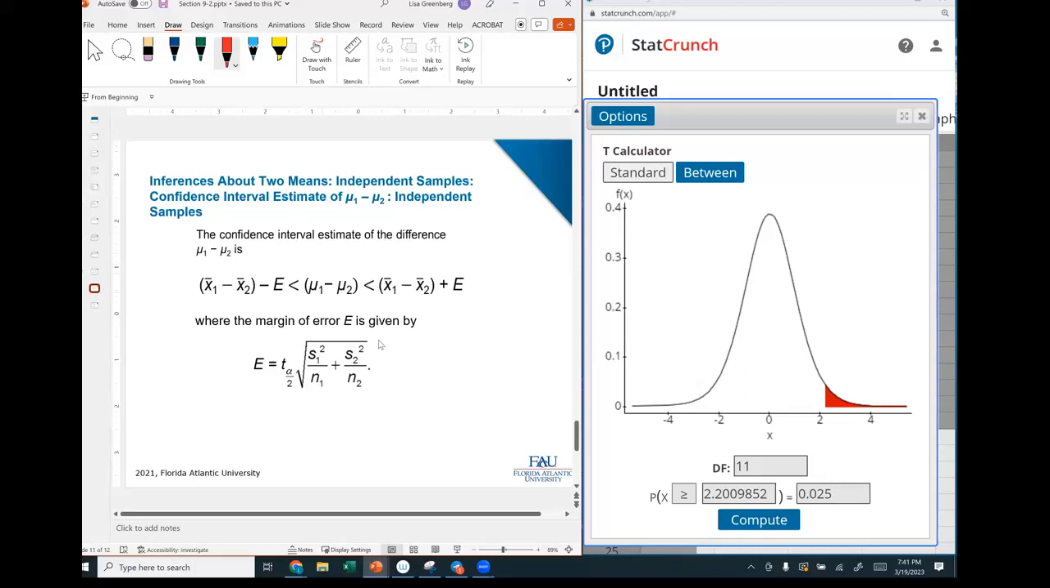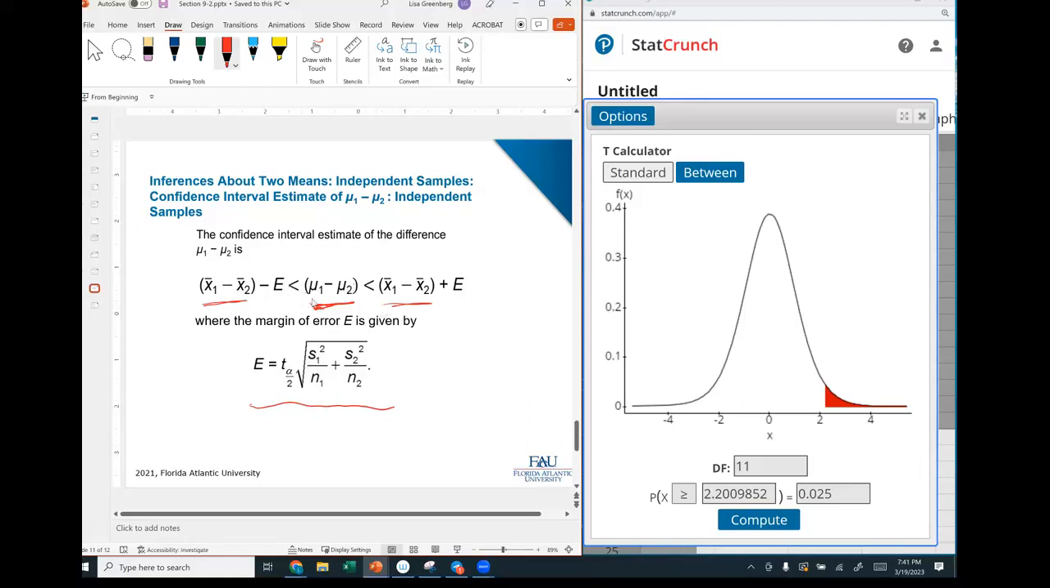I want to give you this formula, not because you're going to use it, but because I do want to show you what's happening behind the scenes. So we have our confidence interval, and what we're trying to show is that the difference in population means, because there are mu's here, is the difference in the sample means plus or minus this error. And this is how we get our error value. Okay, we're not going to be using the formula, so don't worry.